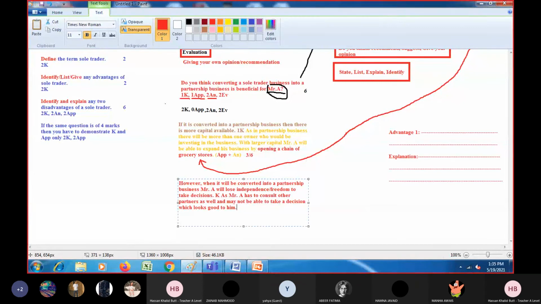Unless and until you get their consent, you cannot implement that decision. So that can demotivate him. Doesn't matter if you write it or not. I just extended it.